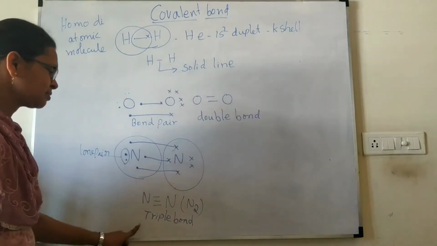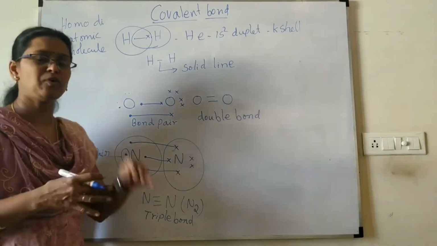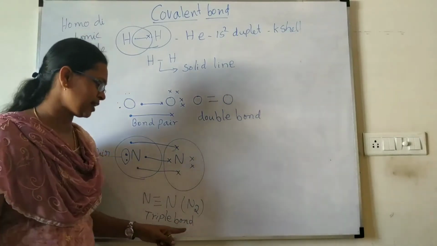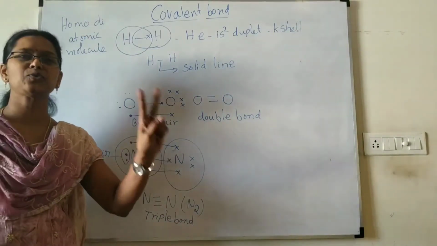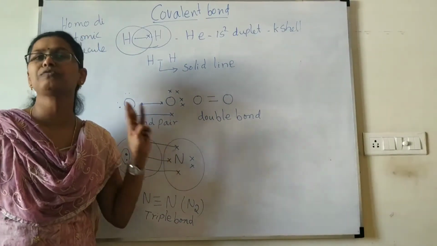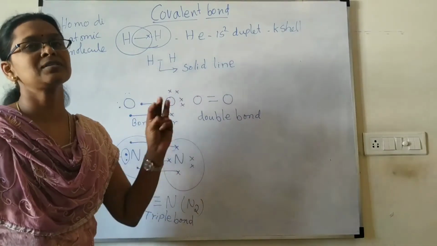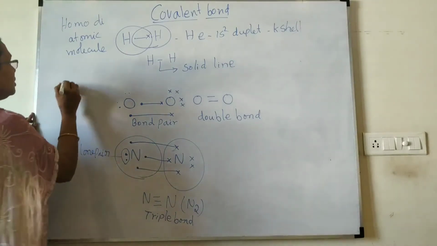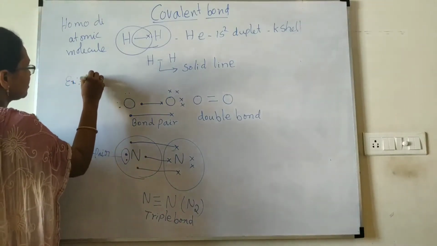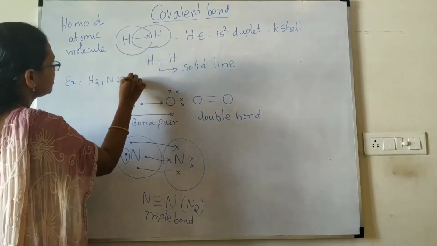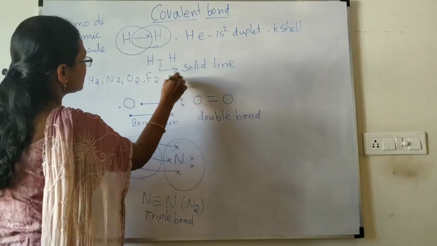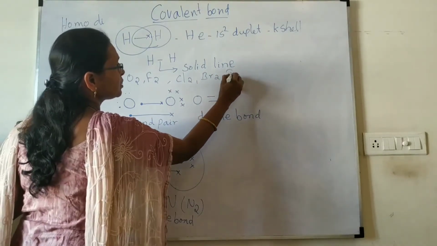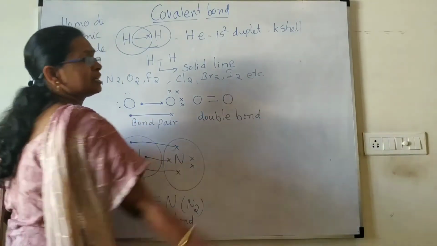You may ask, is there any chance of a 4th bond? No chance of that. Only 1, 2 or 3 bonds can form when a covalent bond is forming. Right? Next I will give another example. Examples are hydrogen H2, N2, O2, F2, Cl2, Br2, I2, etc. Many we can take like this.